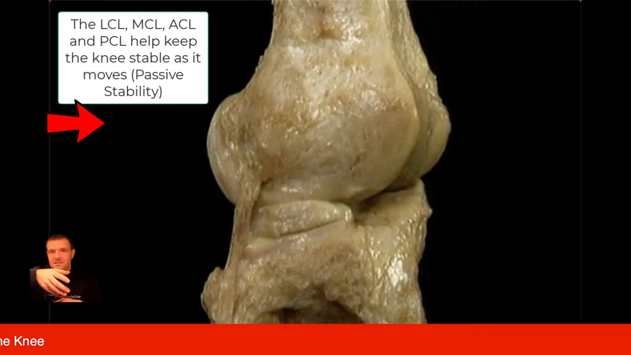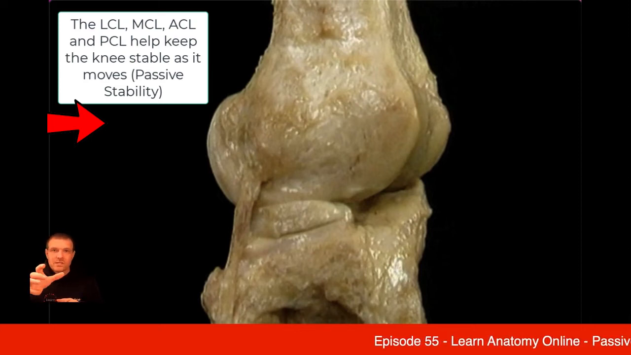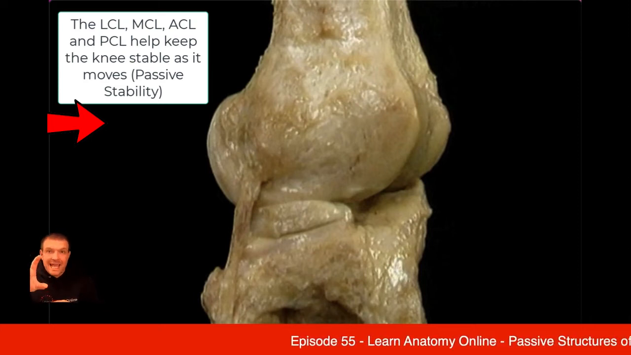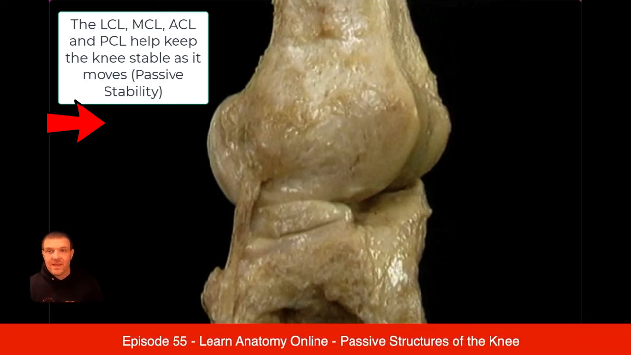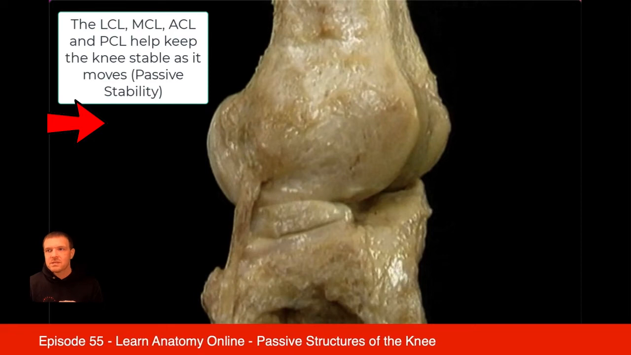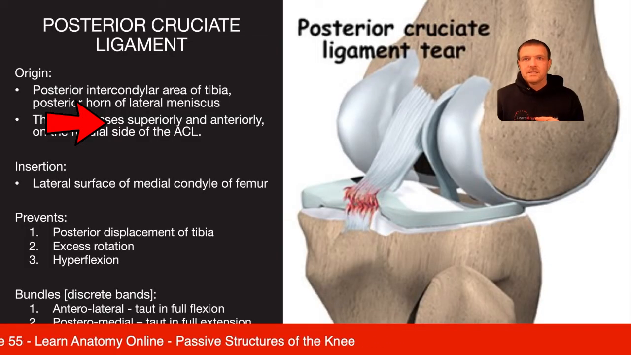So if you're going into hyperextension, then it will contract your hamstrings to stop that movement into hyperextension. Whatever direction you go into, the active structures, the muscles, will help to try to prevent that movement. That's what's supposed to occur.